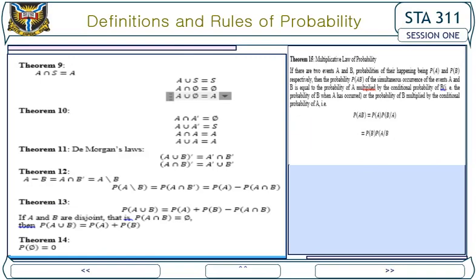Multiplicative law of probability. If there are two events A and B, with probabilities of their happening being P of A and P of B respectively, then the probability P of AB of the simultaneous occurrence of the events A and B is equal to the probability of A multiplied by the conditional probability of B, that is, the probability of B when A has occurred, or the probability of B multiplied by the conditional probability of A. That is, P of AB is equal to P of A times P of B given A, which is equal to P of B times P of A given B.